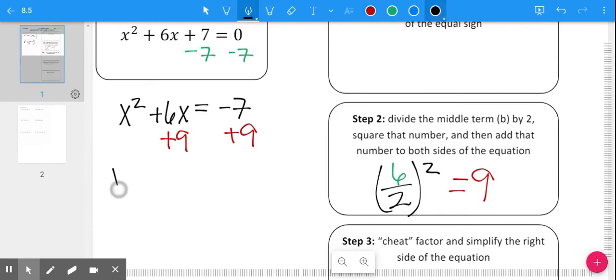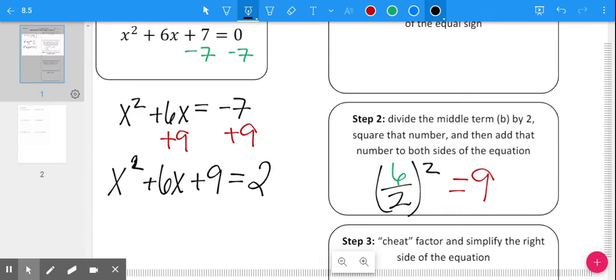So when we do that, we're left with x squared plus 6x plus 9 equals negative 7 plus 9, which is 2. None of those were like terms, so we couldn't combine any of it. We just lined it up together.